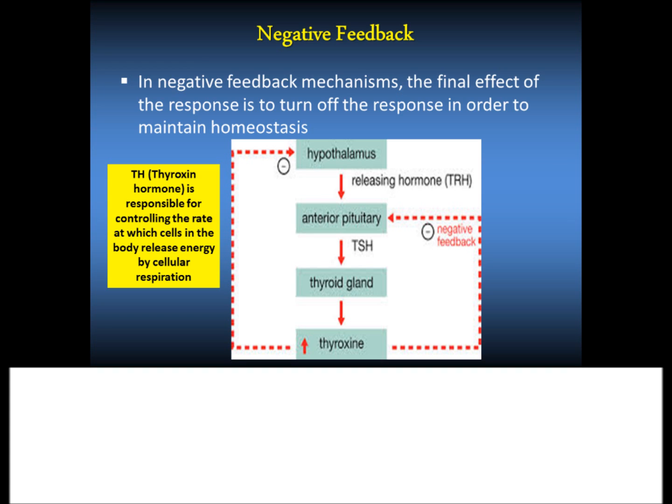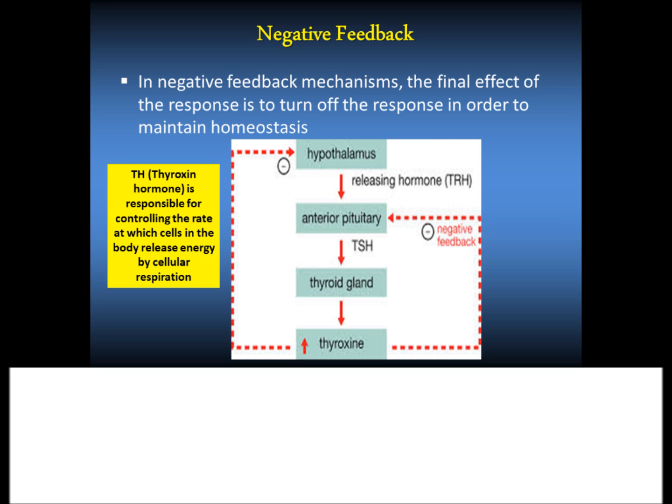So I want you to use this diagram and listen to this part over and over again so that you get a thorough understanding. So remember, in negative feedback, it's the final effect, in this case thyroxine, that is going to go back to the very beginning and turn off the hypothalamus secretion of TRH. Okay? It will also have an effect at the pituitary gland as well.